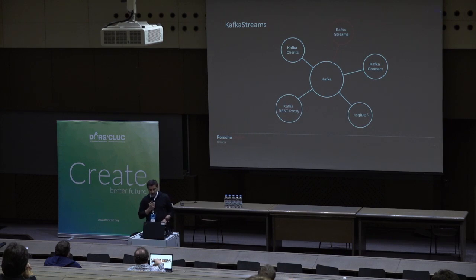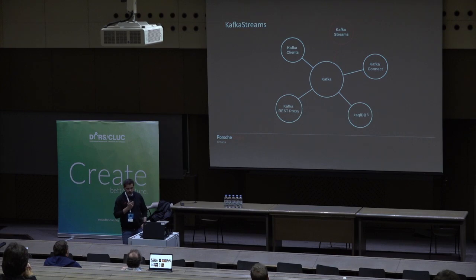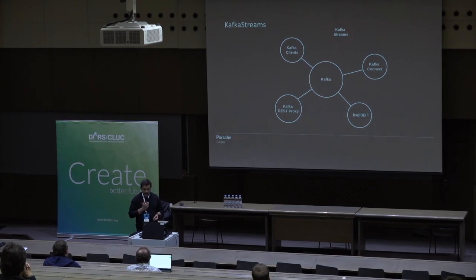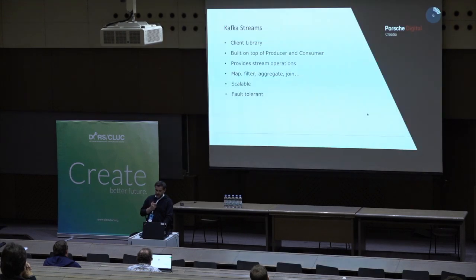Okay, so let's move to the next component. This is Kafka Streams. Kafka Streams is built on top of the producer and consumer, and it is basically used for data processing. So it offers some additional features that producers and consumers themselves do not have. So in short, it's a client library. First of all, you can add it to your application as a dependency, and you don't need a separate cluster to run Kafka Streams. And as I already said, it's built on top of producer and consumer.